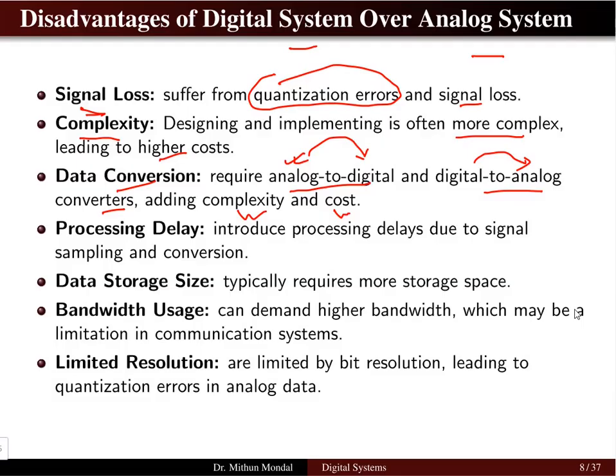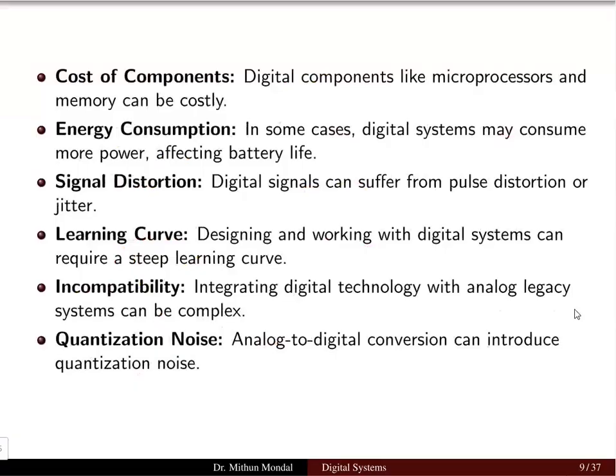When we talk about the processing delay, it introduces the processing delay due to the signal sampling and conversion. The data storage typically requires more storage space. So compared to the analog system, you will require more space, and the bandwidth demand can be higher because of the limitation of the communication system. The resolution is limited, with bit resolution leading to quantization error in analog data.